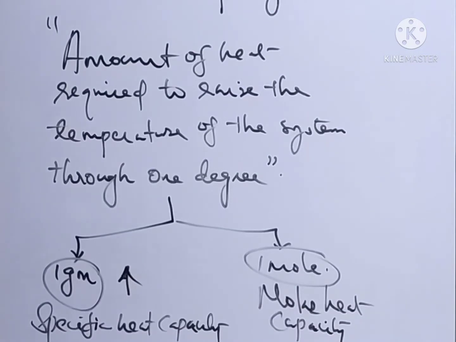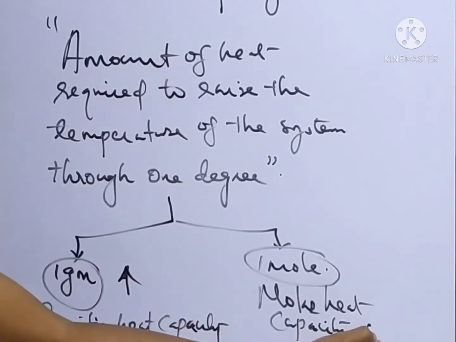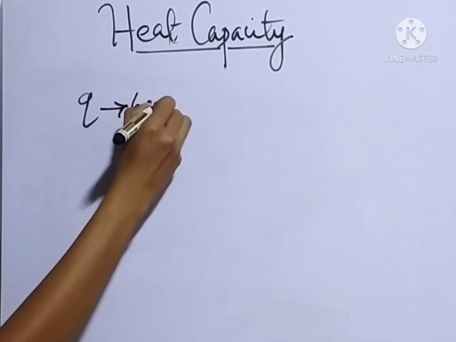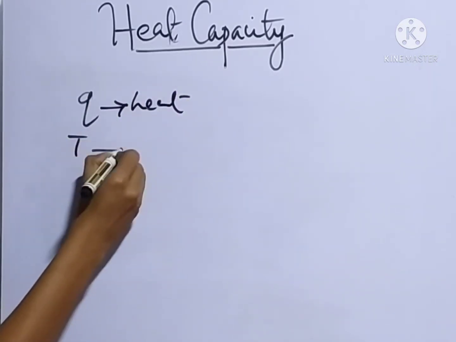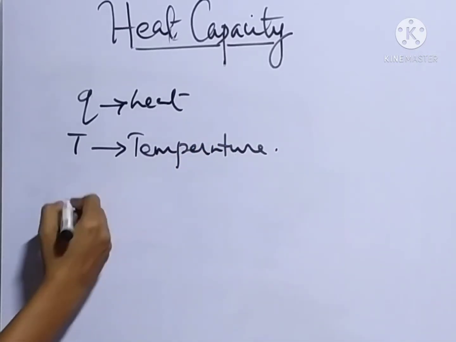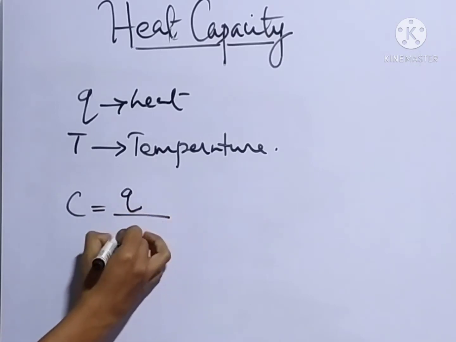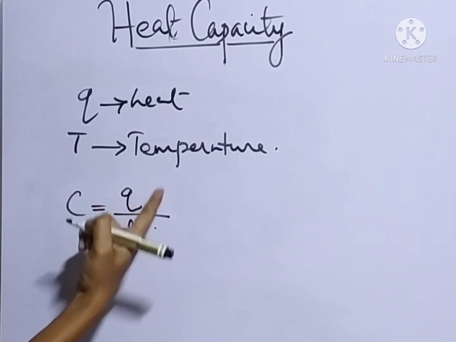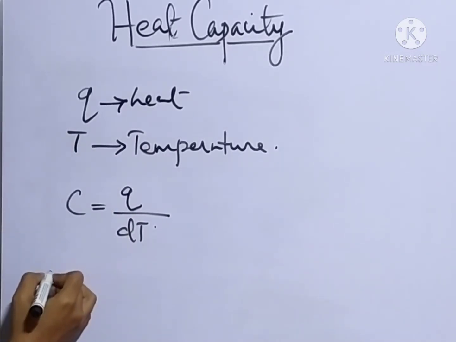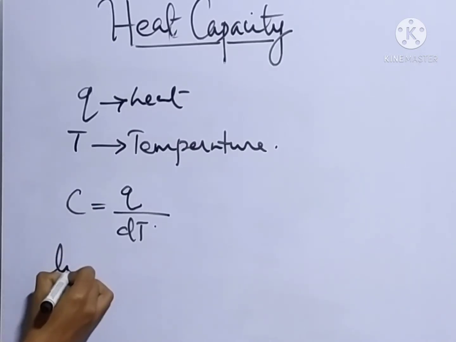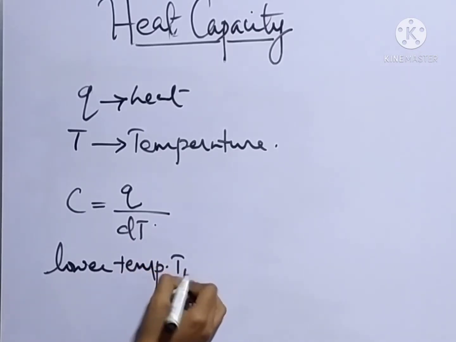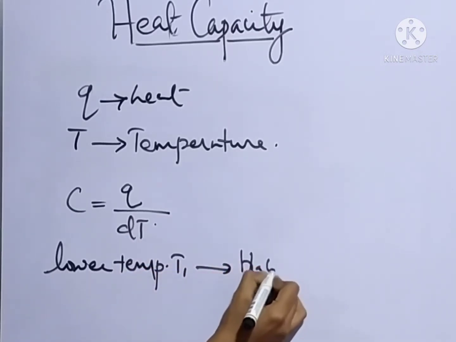Here we can denote molar heat capacity by the letter C. Let Q be the heat and T the temperature. Then molar heat capacity C is equal to Q divided by dT. Here Q is the amount of heat required, and dT means we are raising the temperature of the system from a lower temperature T1 to a higher temperature T2.